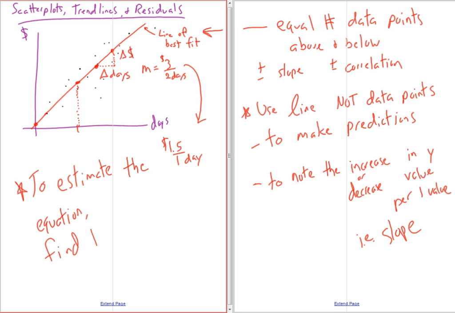If you want to estimate what this equation is, then obviously find b. That's going to be your y-intercept. And then pick some other nice point and find the slope between b and that other point. And there you go, you've got your y equals mx plus b.